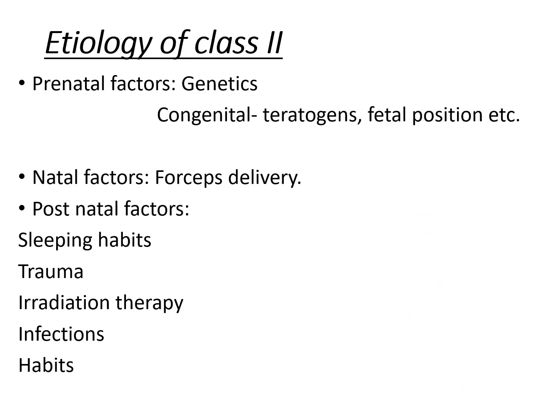Okay, so now moving on to your class 2 malocclusions. All of you know what a class 2 malocclusion is, so I will not be going into detail about the definition and all. So when I say etiology, what is the reason that you have a class 2? Mostly it is genetic, and also congenital problems, right? So sleeping habits, trauma, radiation, infections, forceps delivery, all these things can lead to class 2.